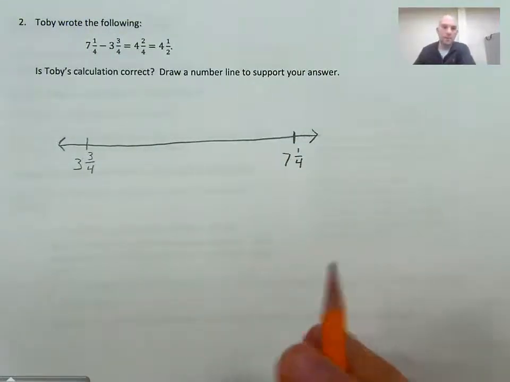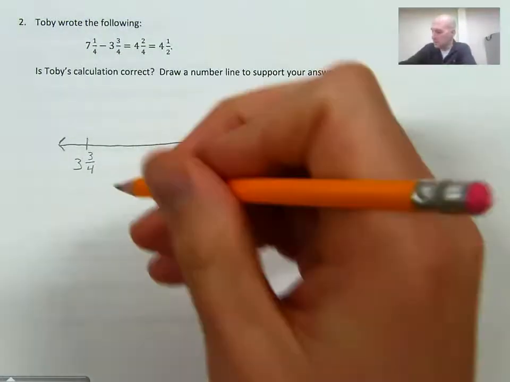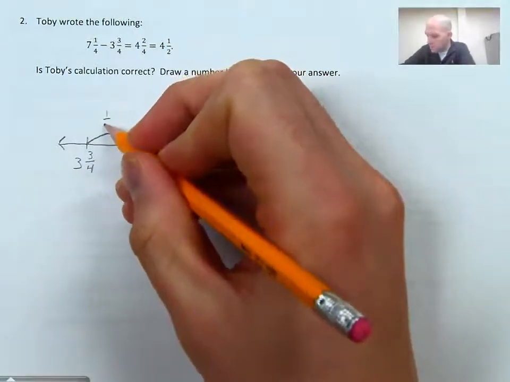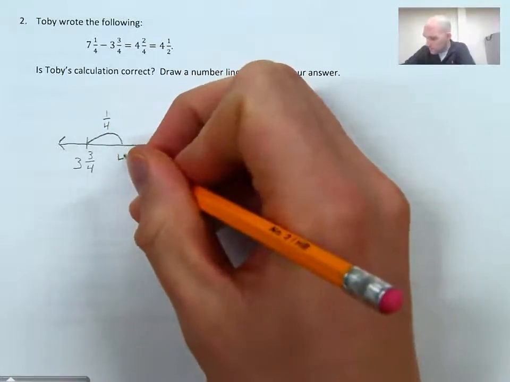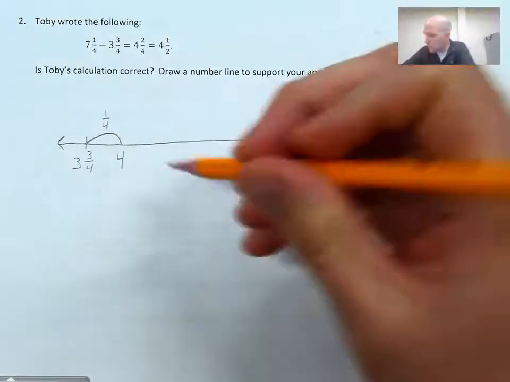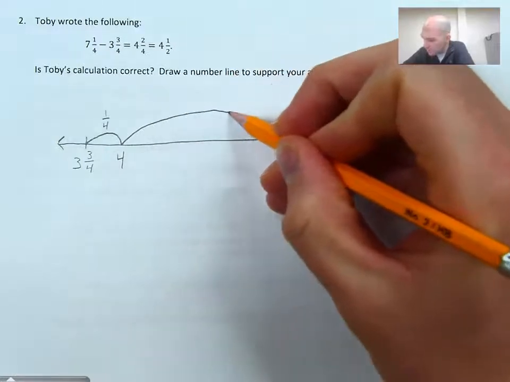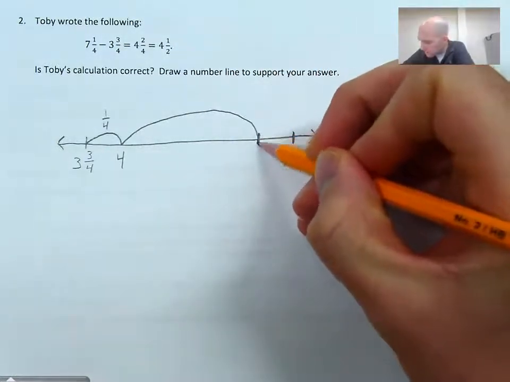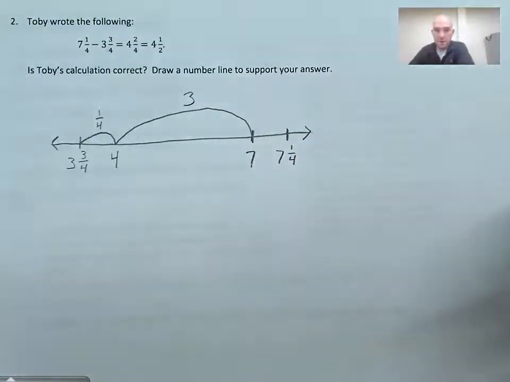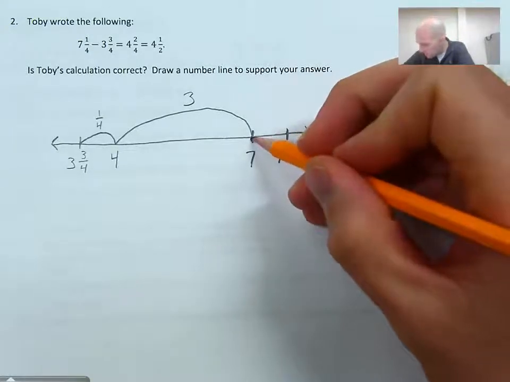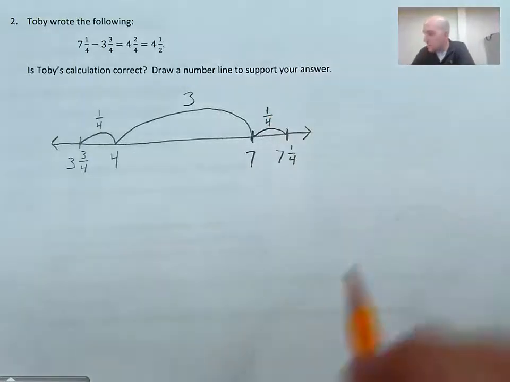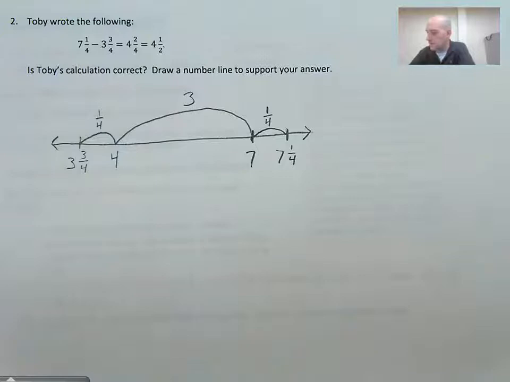So we'll use our open number line method since it asked us to draw a number line, and we'll see if Toby's correct. 3 3/4. Let's jump to the next whole number. We have to add one more fourth to get to 4. And then I'm going to add, I can add an extra jump too if it makes it easier. I'll go up to my nearest whole number. I'll go to 7 here. I jump 3 here. And then I go another fourth to get to 7 1/4.